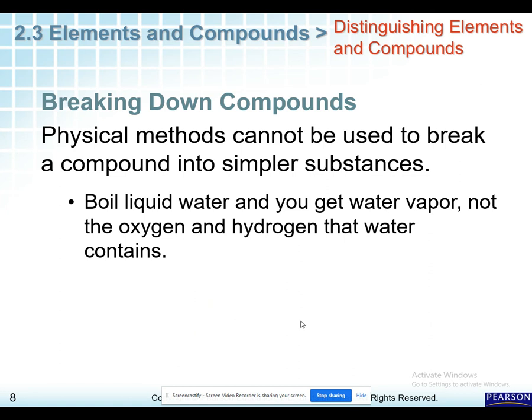So here's where we're going to talk about physical versus chemical again, just so we're clear. Remember, breaking down compounds, you can only do it chemically. So that means things that are physical cannot be used to break down simpler substances. You might ask yourself, what are some examples of physical methods? If you ever boil something, that is considered physical because it is a change in state. If you boil water, you're going to get water vapor. It doesn't break down into oxygen and hydrogen. So water is still water.